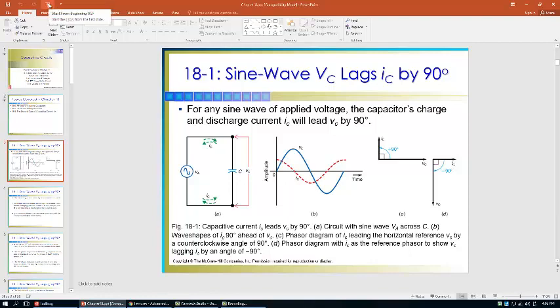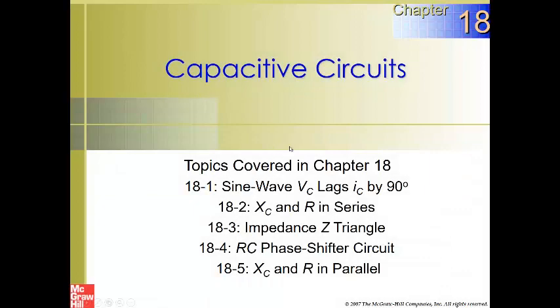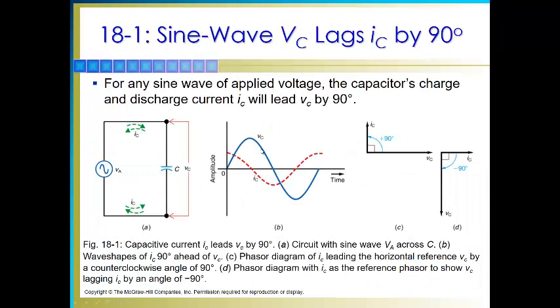Okay, let's get started with the sine wave, and let's see how the capacitive voltage lags the capacitive current by 90 degrees. For any sine wave of applied voltage, the capacitor's charge and discharge current will lead the voltage by 90 degrees. Here is an example of a pure capacitive circuit. It's only the source and the capacitor.